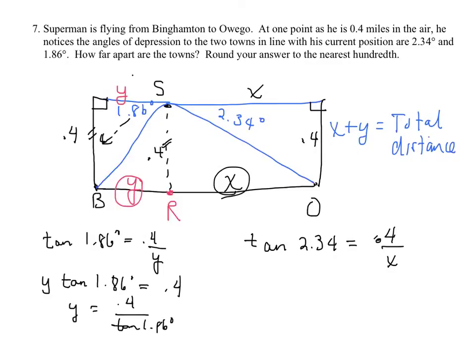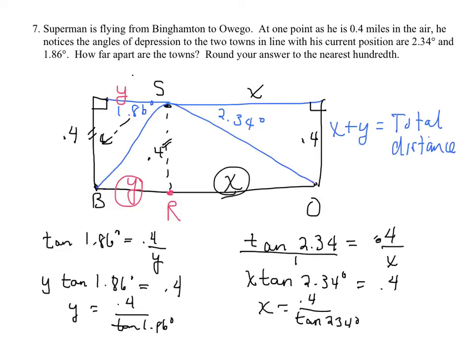Now we're going to do the other one. We get x times the tangent of 2.34 degrees is equal to 0.4 by cross multiplying. Again, you can put that tangent over 1 or just multiply both sides by x. So x is equal to 0.4 divided by the tangent of 2.34 degrees. Now here's the deal. Let's get the approximations for both of them. When I pop this first one with y, I'll use red, we will get 12.3173. And the x, which I'll use black, we will get 9.7887.